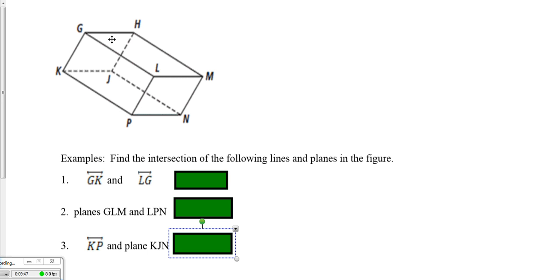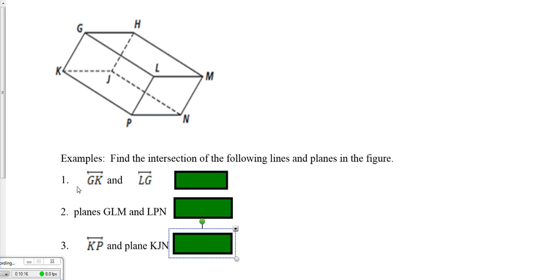Now again, we know that a box will have 6 sides, so there's one plane up here, one plane down here, one front, one back, one that's a side, and then kind of a side in the back. So there are technically 6 planes that all intersect to make this box. We are just looking at the intersection of different lines and planes in this figure.